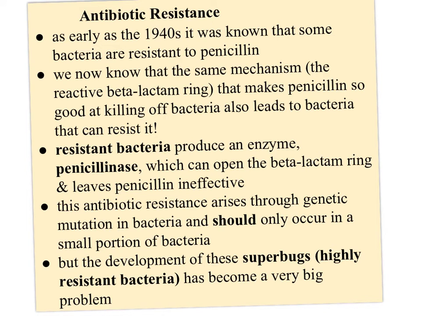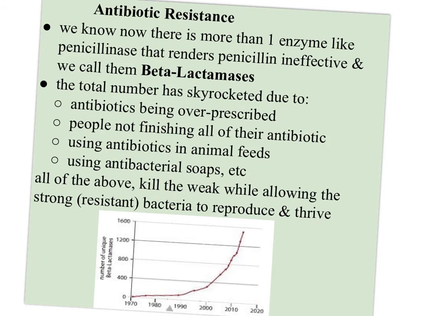Now, this antibiotic resistance should only arise through genetic mutation and be in a small portion of the bacteria. But instead, we've seen these superbugs, these highly resistant bacteria, just explode. We now know that there's not just one enzyme like penicillinase that renders penicillin ineffective, but there are several different enzymes that these resistant bacteria can have. So we call these enzymes beta-lactamases because they render the beta-lactam ineffective. And the total number of different beta-lactamases and the total number of these superbugs has skyrocketed.